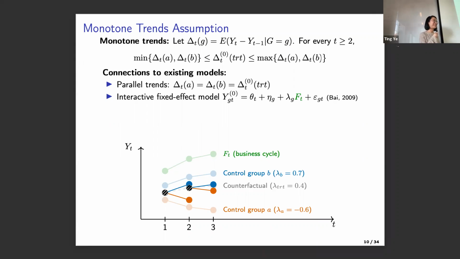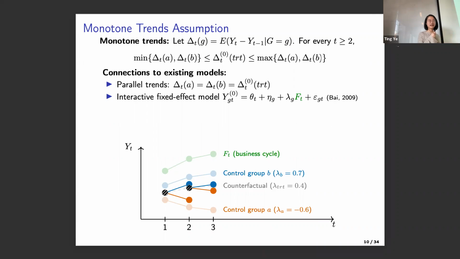So the monotone means that different groups are monotone, but not monotone in time. So like the delta t A and delta t B, and delta t treated. Yes. Yeah, I can change the name. Yeah, maybe like bounded trends assumption or something. Sounds good. Yeah, it's still under revision anyway, so I've got time to change it.